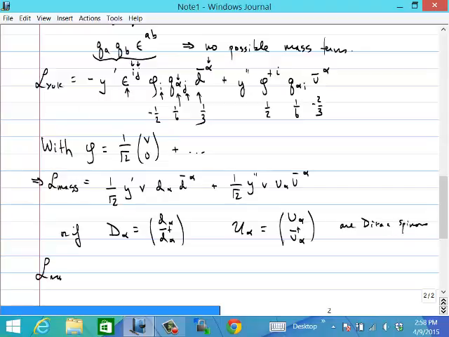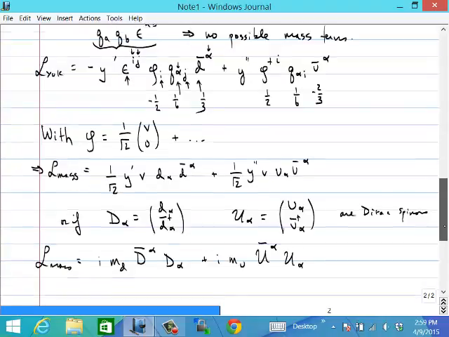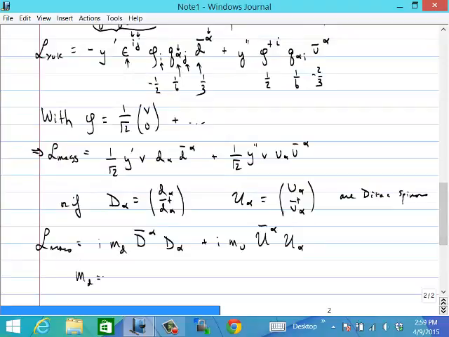And the mass term that I've written here is just the usual conventional mass term for a Dirac fermion, plus mu times u bar alpha, u alpha. Again, that color index just goes along for the ride. Where m_d, now the mass of the down quark, say, is a function of the Higgs VEV and that Yukawa coupling y prime. And similarly for the mass of the up quark.